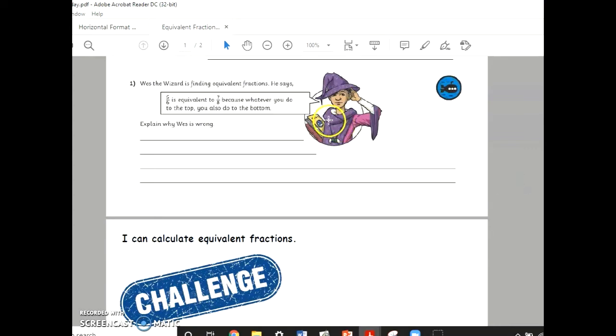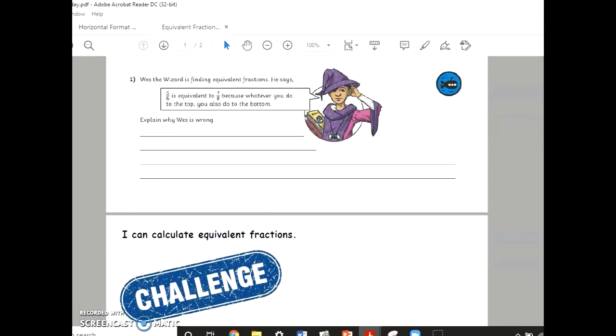I won't say any more. Have a careful think about why is Wes incorrect here, and could you make it correct? You might want to draw a little bar model to help you to explain.